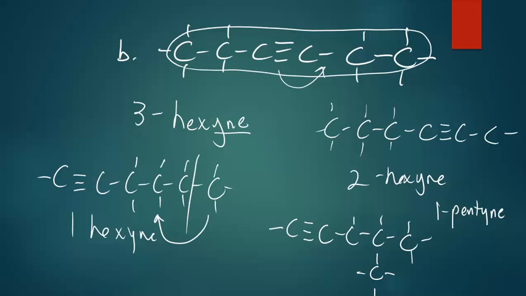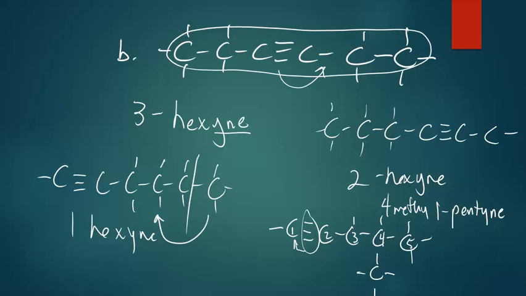Once you number it in a certain direction, in order to give yourself the smallest number possible for the triple bond, now you're stuck. You can't number it in 2 different directions. Did you see what happened there, gang? Once we numbered it in this direction, in order to give the triple bond the smallest number possible, now we're stuck.